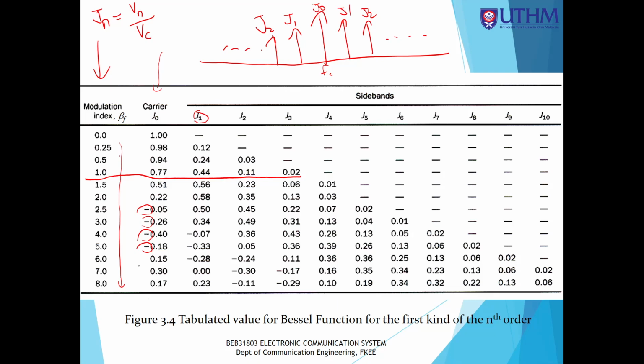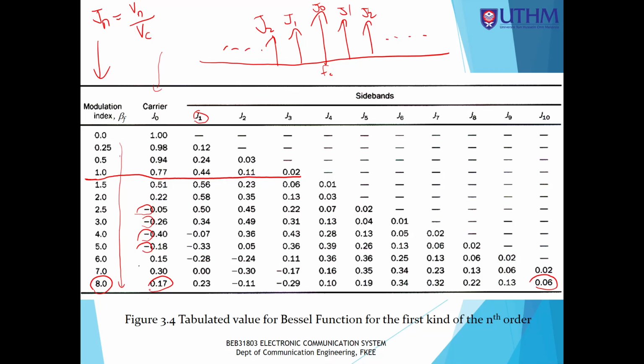Okay, so for example, if we go to higher number of beta, for example beta equal to 8, so we have carrier component and also 10 pairs of sideband. 10 pasang sideband. Upper sideband and lower sideband. We have 10 upper sideband and 10 lower sideband, which is very big.